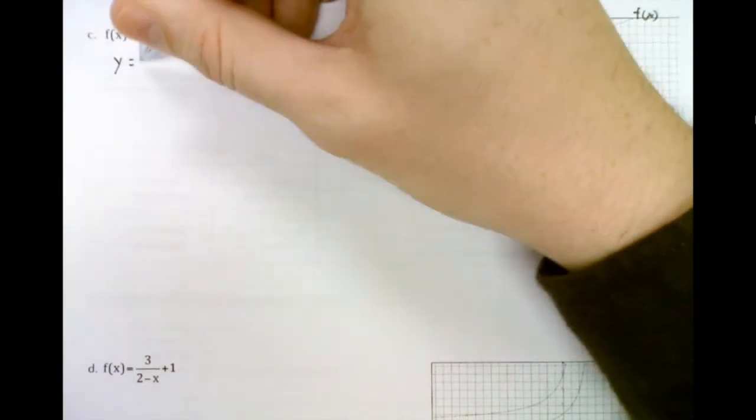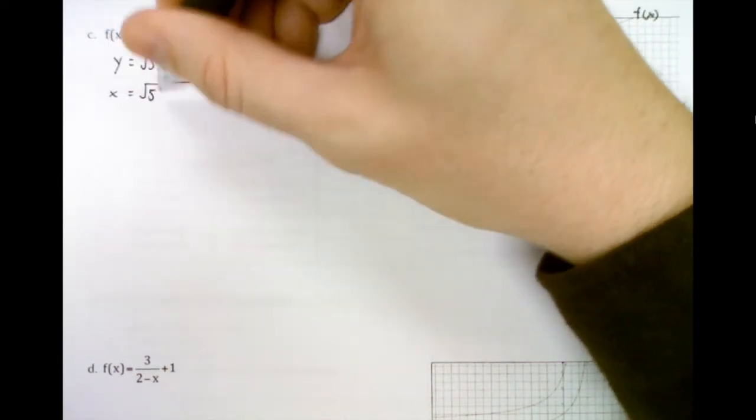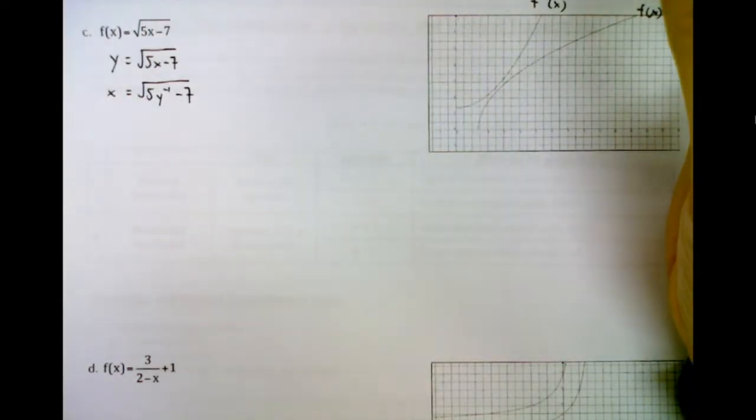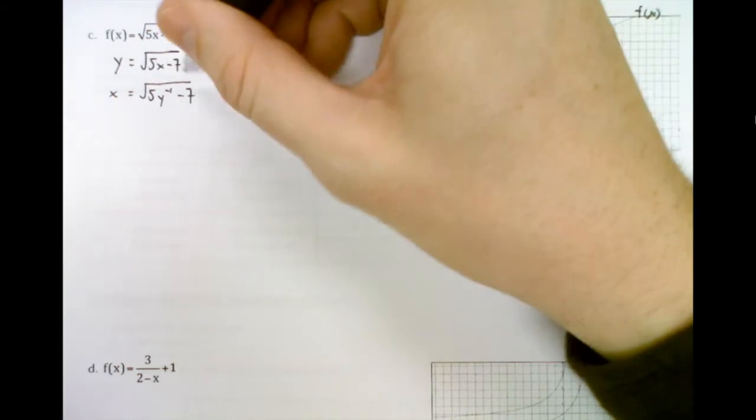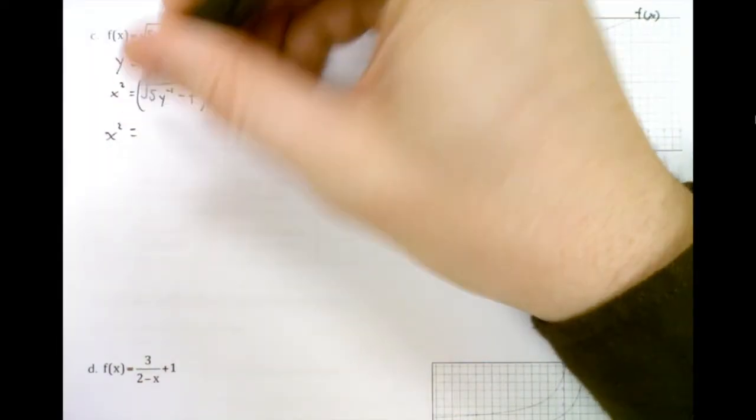I'm going to replace f of x with y. I'm going to swap x and y. And now I'm going to start isolating for y inverse. To isolate for y inverse, what would I have to do? Well, I would square both sides. If I square the right side, I'd be getting rid of the square root. And if I square this side, I get x squared. So now we have x squared equals 5 y inverse minus 7.